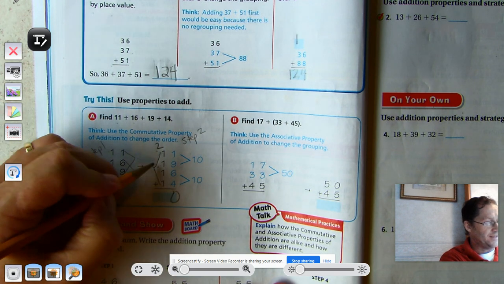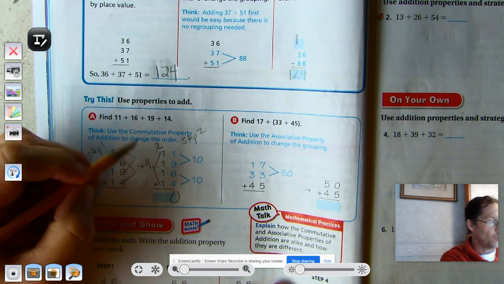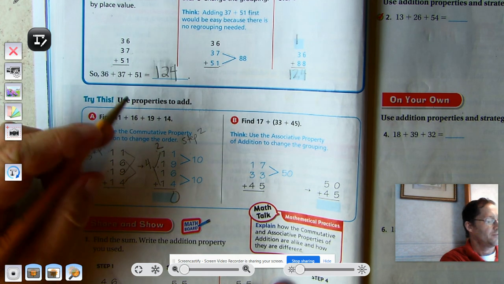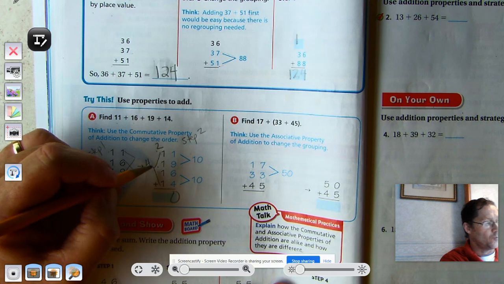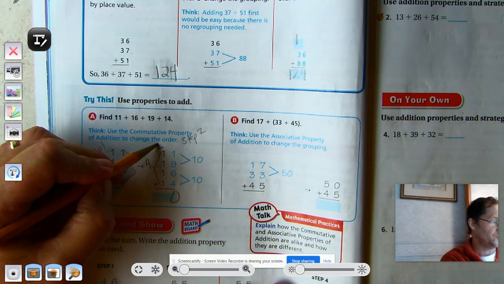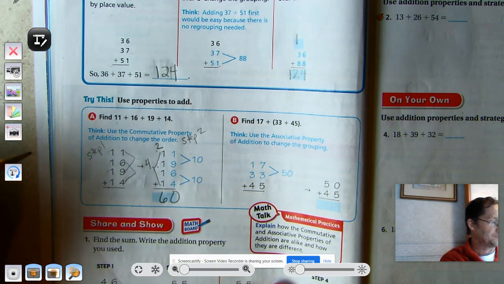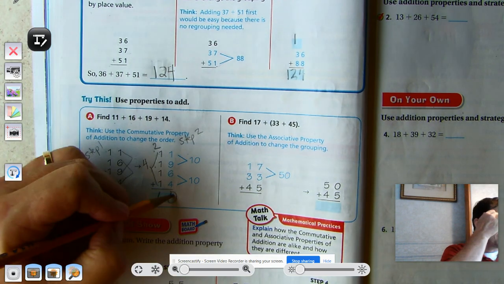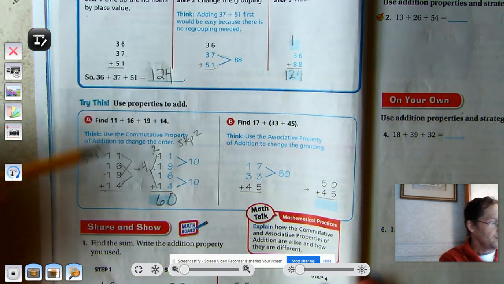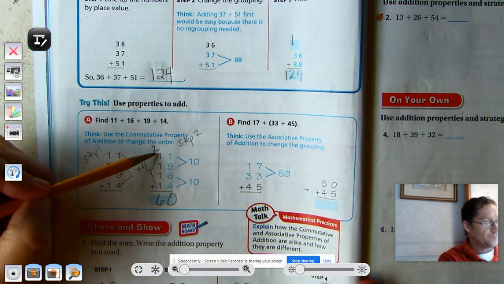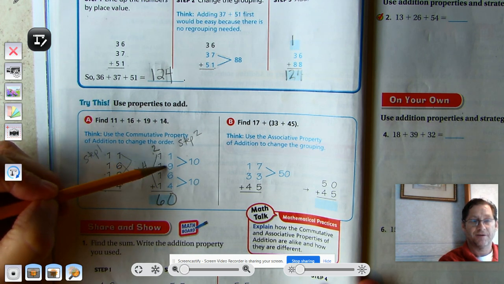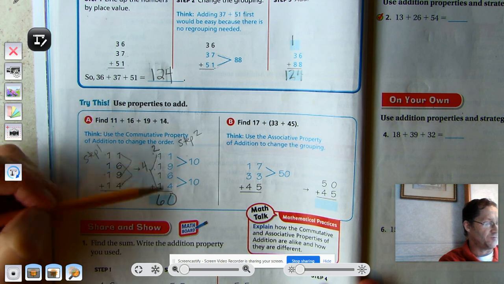Okay, we know that the four ones is 4. The four sets of 10s are 4 tens plus the extra 2 gives us 60. So in this case, we just switch the order of the numbers. And so that's the commutative property.